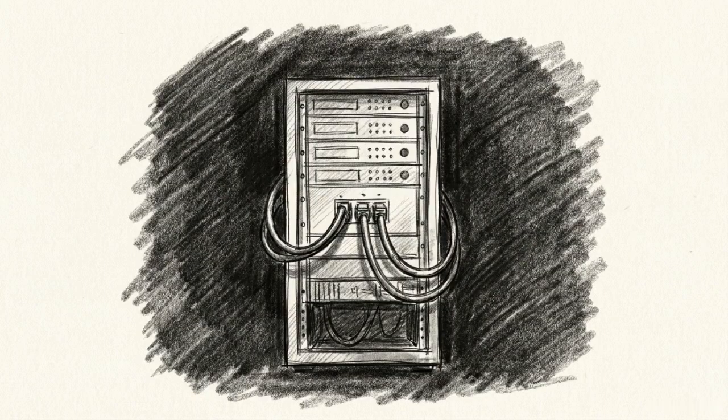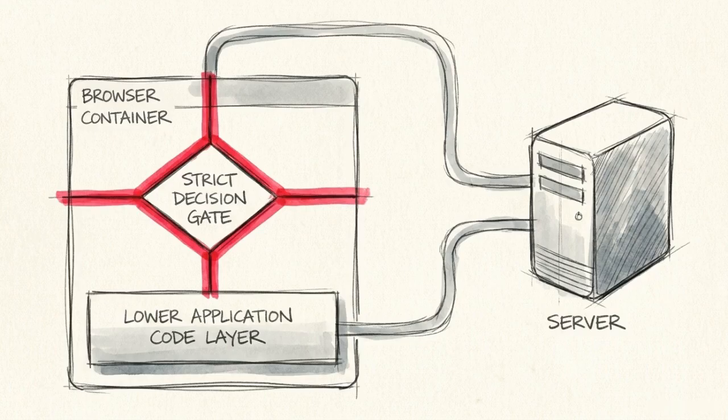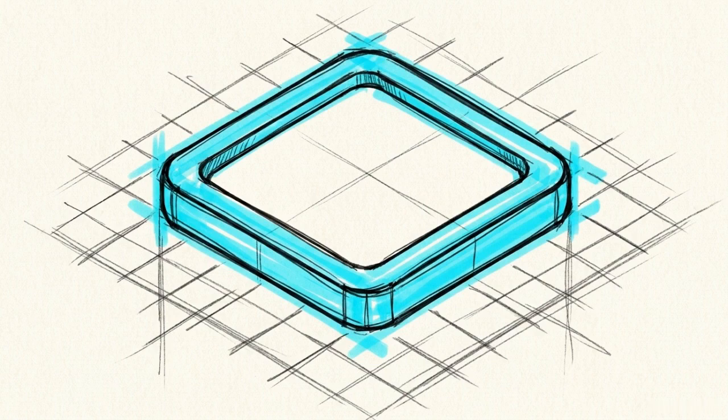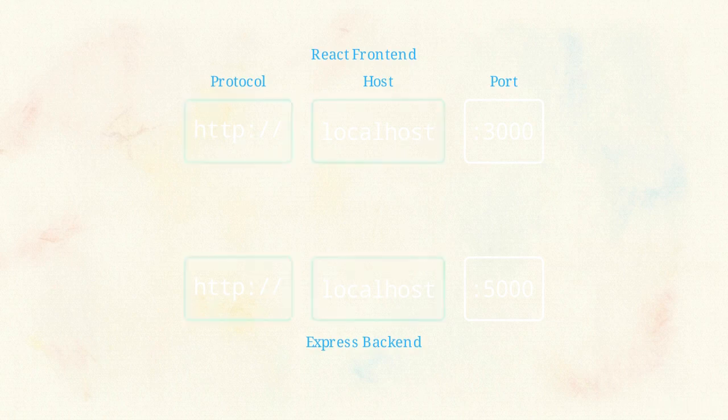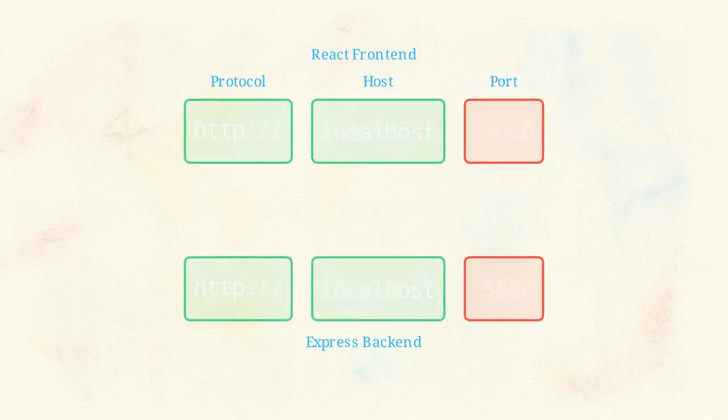Effectively debugging this requires recognizing that the server's job ended when it sent the response. The browser is the only entity deciding if your code is allowed to see the result. This quarantine is driven by the same origin policy, the foundational rule governing how browsers handle traffic. To the browser, an origin is defined by three components: protocol, host, and port. Imagine a React frontend on port 3000 trying to talk to an Express backend on port 5000. Because the ports differ, the browser identifies a mismatch and severs the connection.